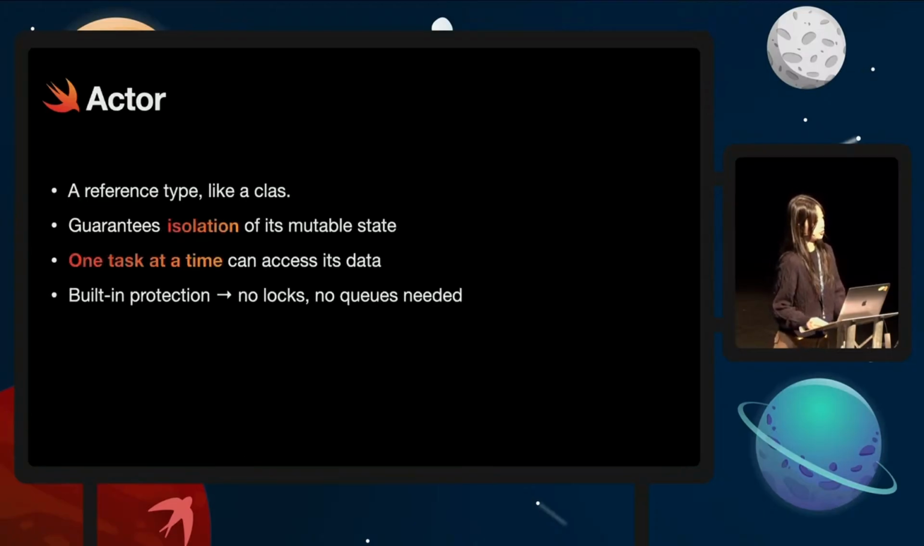Now let's talk about actors. An actor is like a class, but with one big difference: it protects its own state. Only one task at a time can access its mutable properties. That means no more race conditions, no manual locks, no hidden data corruption. You can think of an actor as a safe little box around your data. Multiple tasks can send messages to it, but inside, everything happens in order. That isolation is the key. Actors give us a natural way to model stateful parts of your application without worrying about concurrency bugs.